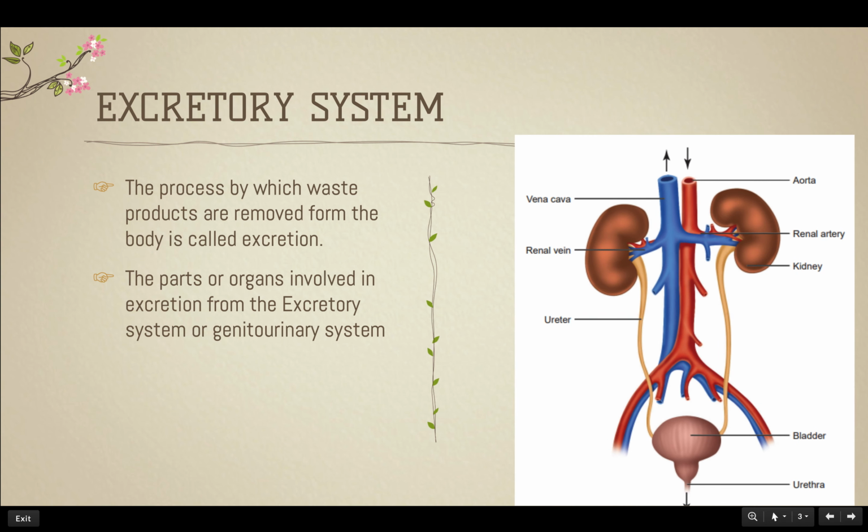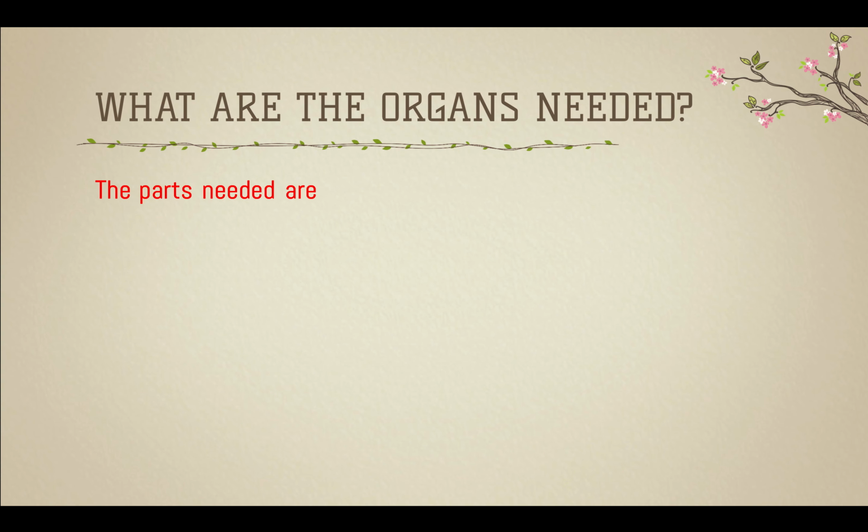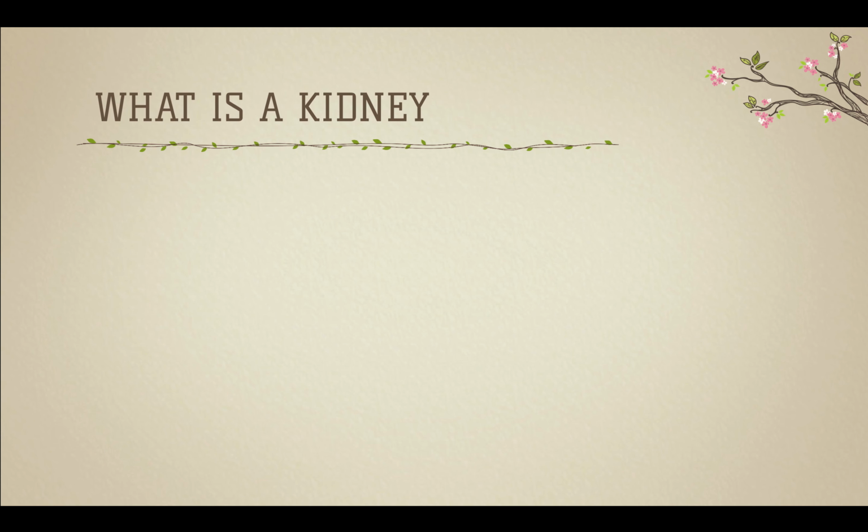So on the right picture, you can see the organs which help in the excretory system. That is the aorta, the urinary bladder, the urethra, kidney, renal artery, ureter, etc. help this system. But I'm going to explain to you the main topics, which are a pair of kidneys, the ureter, the urinary bladder, and the urethra.